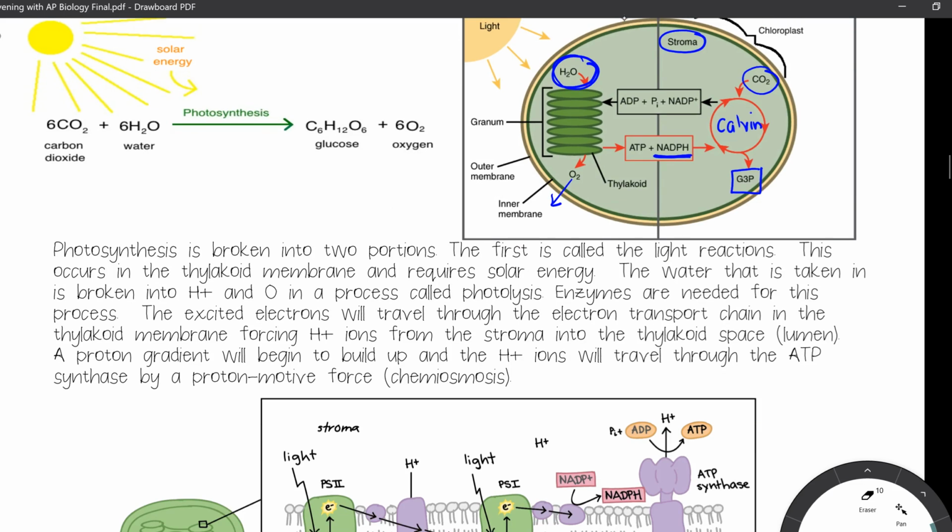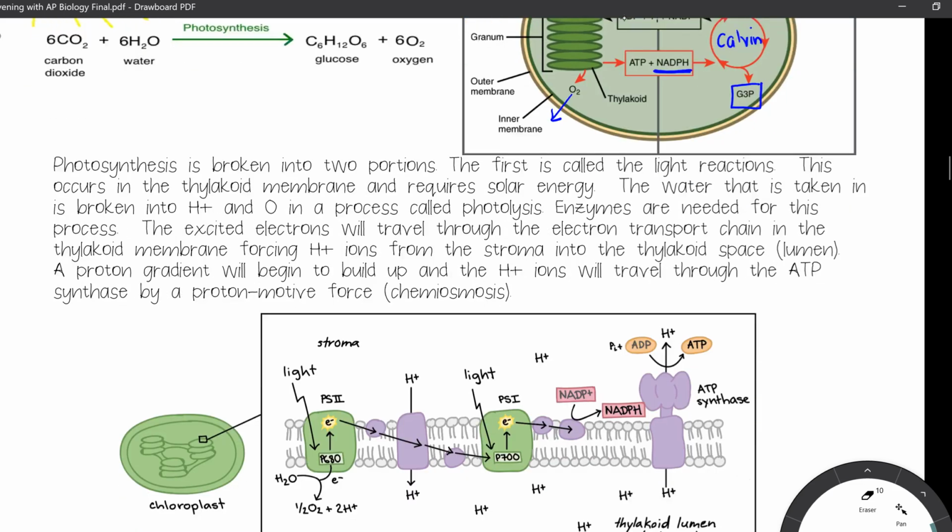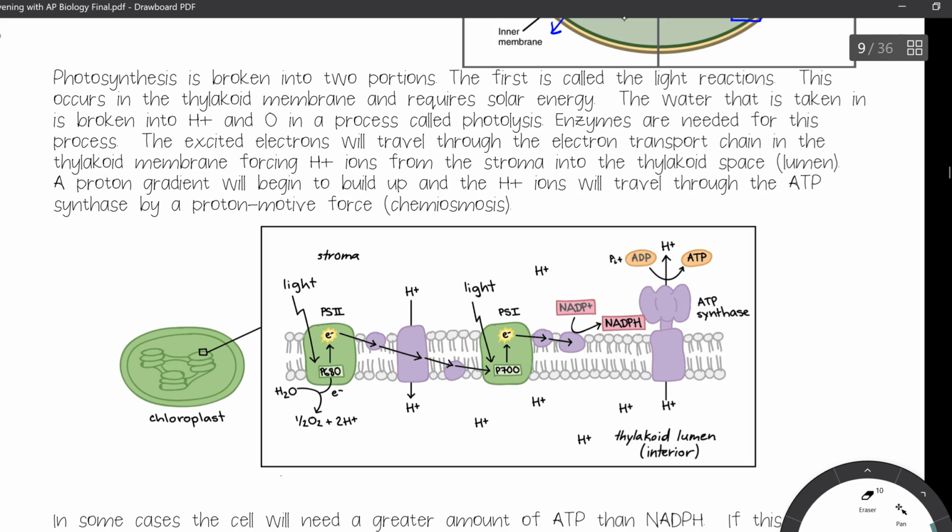Photosynthesis, once again, is broken down into two portions. I'm going to call it the light reactions, which do require the sun, and happen in the thylakoid membrane, and do require solar energy, which we just said. The water is taken in and broken in a process called photolysis, with the help of the sun, but enzymes are needed, so please don't think it's only the sun. That is going to allow for a lot of hydrogens to be around.